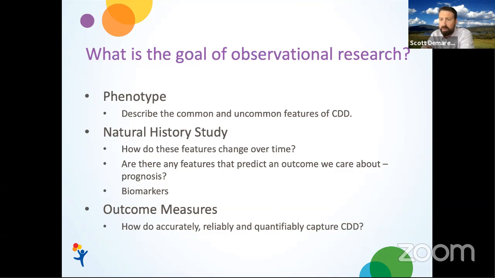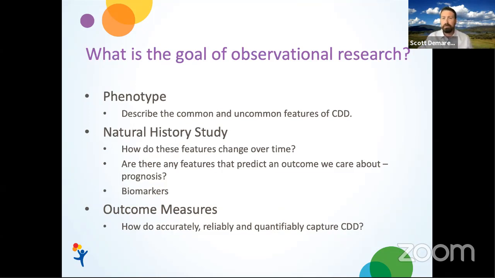Finally, outcome measures is how do we accurately, reliably, and quantifiably capture CDD? And that's the really challenging part. We could write a book about each patient, and it would be very accurate and describe all the things that are going on with them. But how do we compare one book to another book? How do we compare your book to your future book after some sort of intervention? And so we have to start to move towards quantifiable ways of being able to capture this without losing too much information.